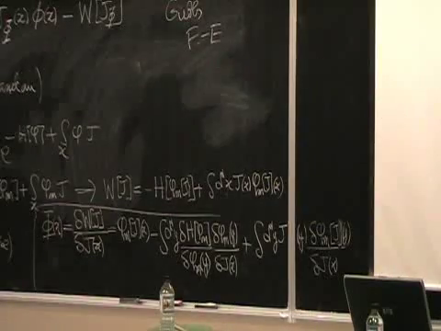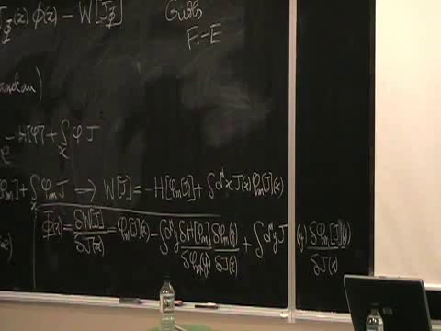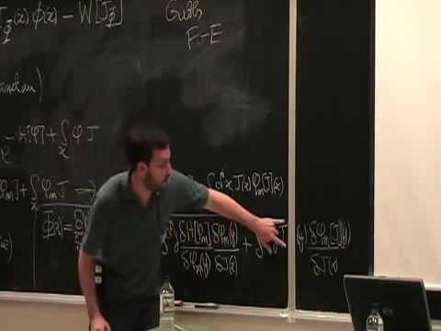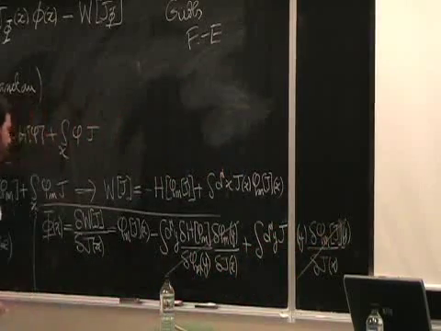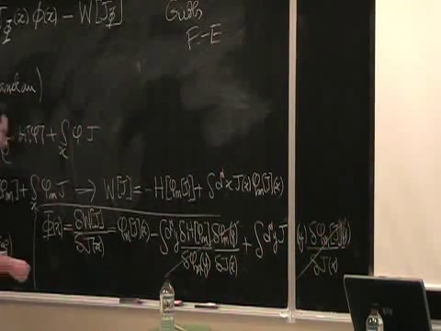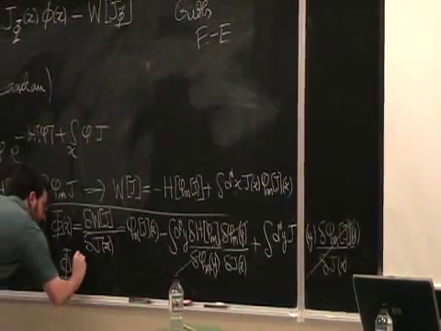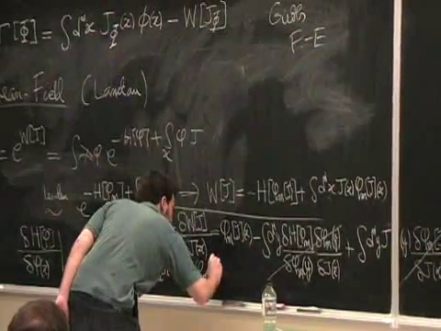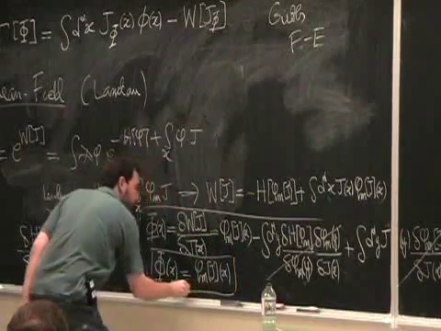And now the good news is that this is equal to this. So this is equal to this. So these two terms cancel. So I conclude that phi of x is nothing but phi m. That's great news. That is a very simple expression.